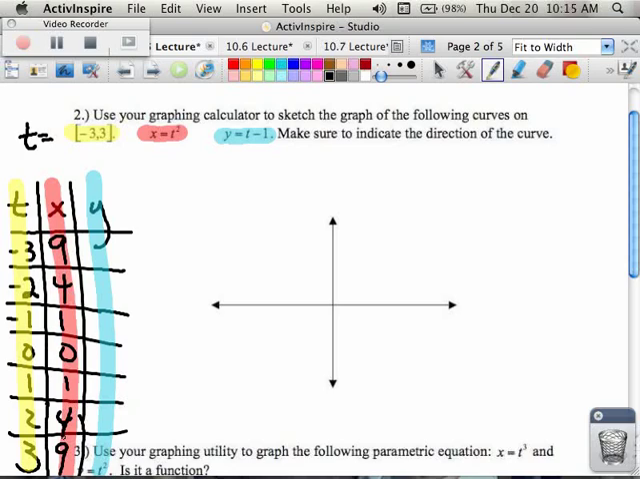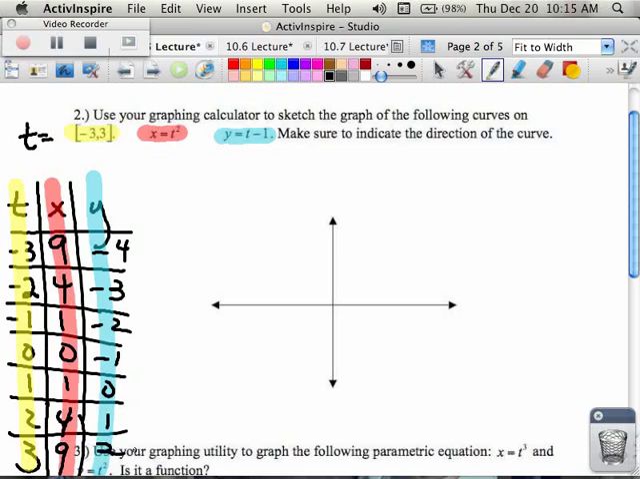I can look into the blue equation, and I take whatever t value I have and subtract off 1. So negative 3 minus 1 is negative 4. Negative 2 minus 1 is negative 3. Negative 1 minus 1 is negative 2. And you can probably see the pattern as you go along. And I've filled out my table. Now once I've filled out my table, I'm going to ignore for a while the yellow column.